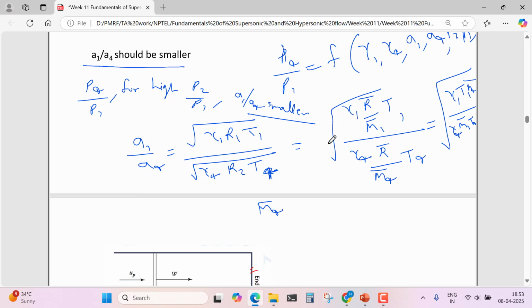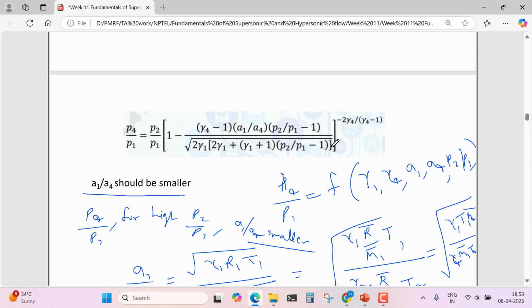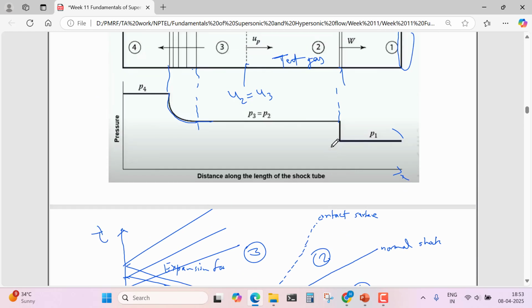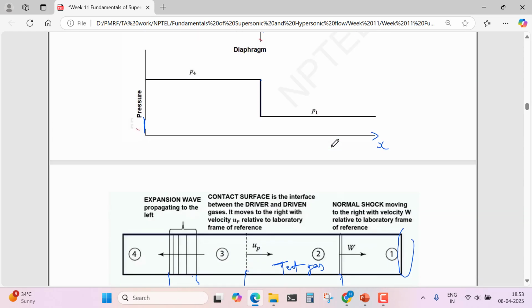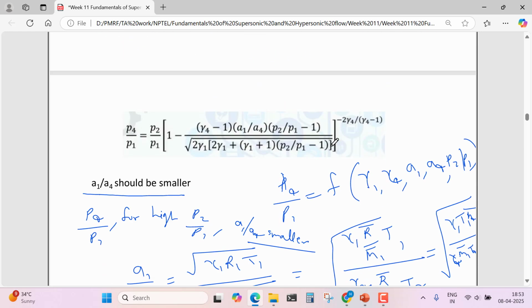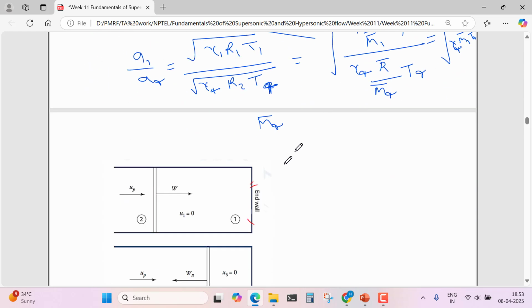We can also increase the T4. If we increase the T4, then A1 by A4 will also be smaller. That's why generally the driver gas is preheated before using. This is the working of the shock tube. Now we will see the reflected shock tube.